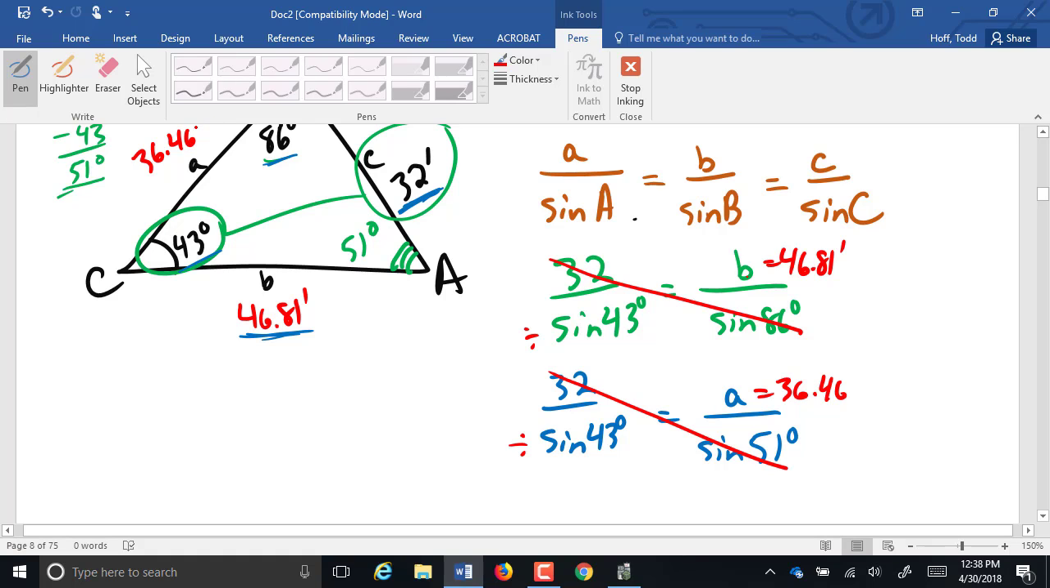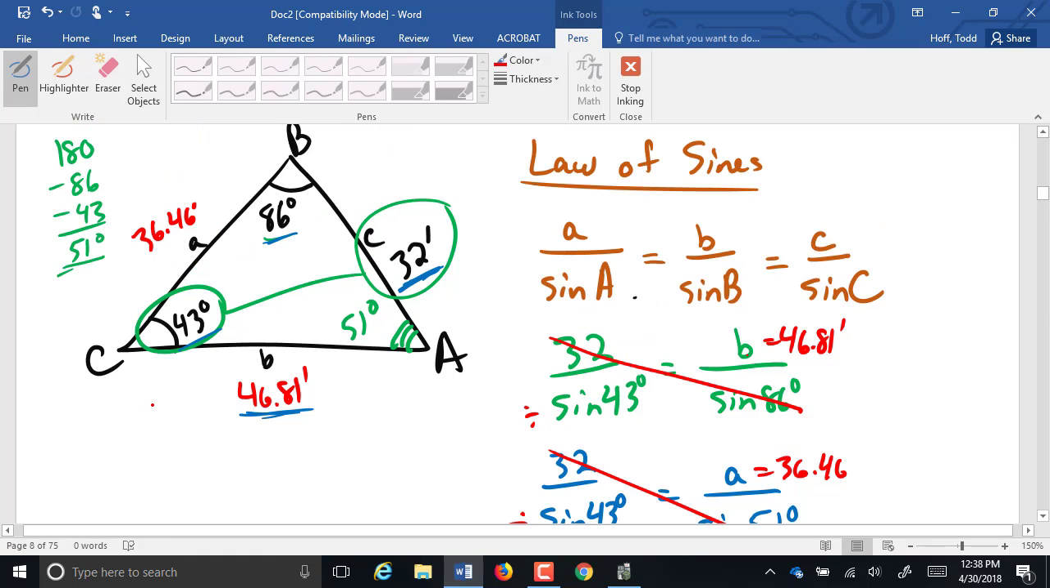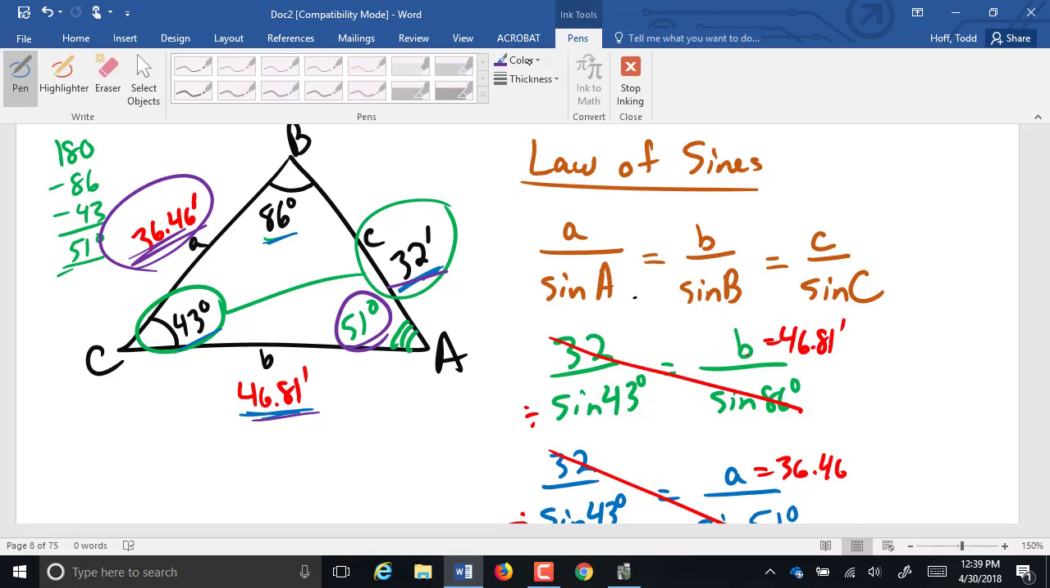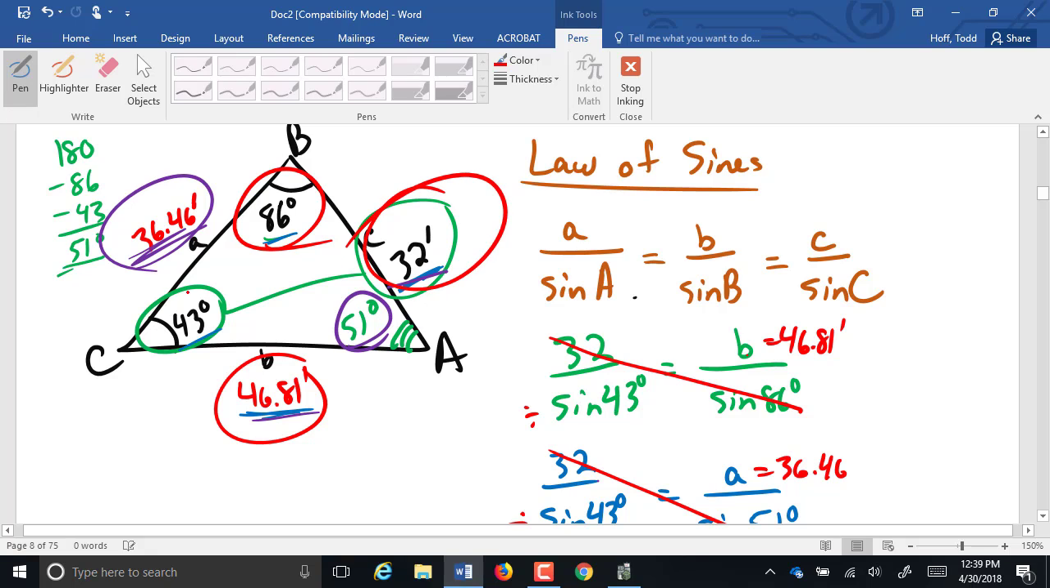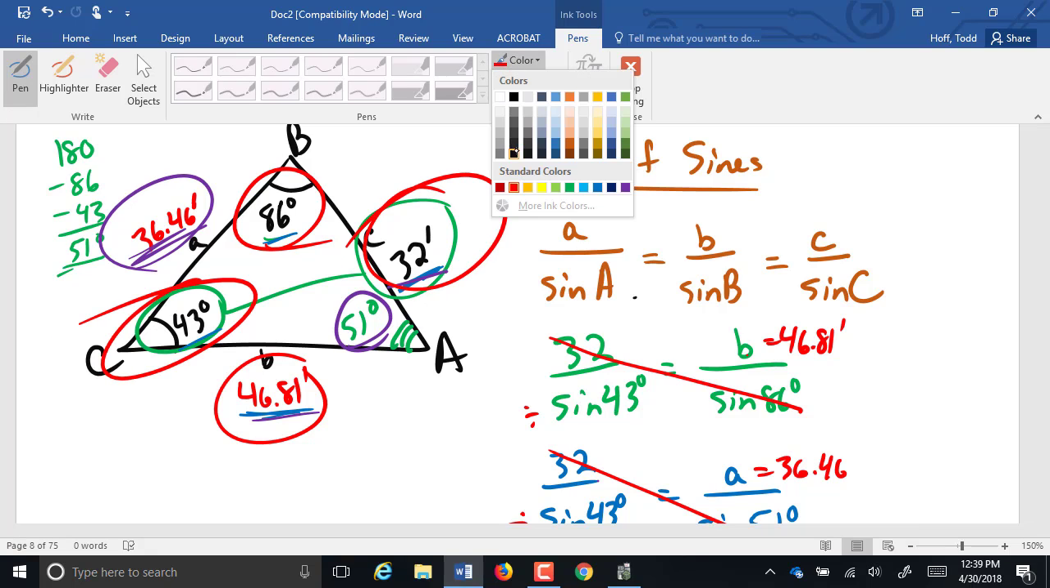Now again, does that length make sense? It is between the 32 and the 46.8. Is its opposite angle between those two? Yeah. 51 is the middle sized angle, right? So it makes sense that's the middle sized side. That doesn't necessarily guarantee we got it right, but it does avoid some really silly mistakes. Always go back and check. Is the largest side opposite the largest angle? Is the smallest side opposite the smallest angle? And yes, in this case it is.